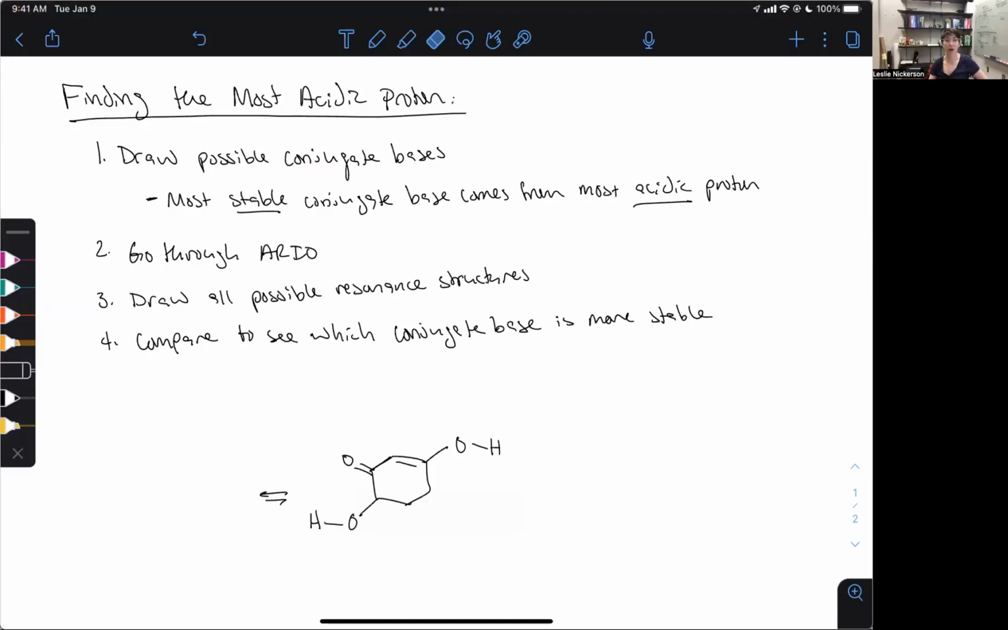Hi everybody, I'm going to go over how to find the most acidic proton in a molecule in this video. So the first thing we need to do is find the conjugate bases that are possible and then compare them, okay? That's basically what this list is telling us to do. And we want to keep in mind that the most stable conjugate base is going to come from the most acidic proton, okay? The easier that proton is to lose, that means that conjugate base is going to be more stable to get to, or more stable to stay in.